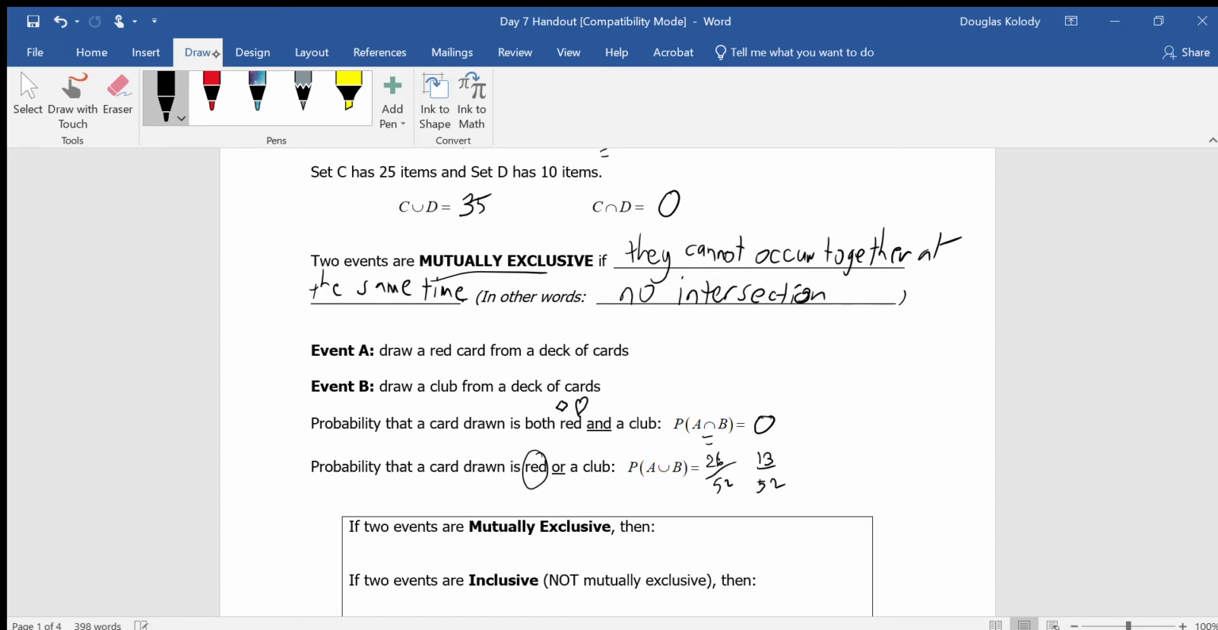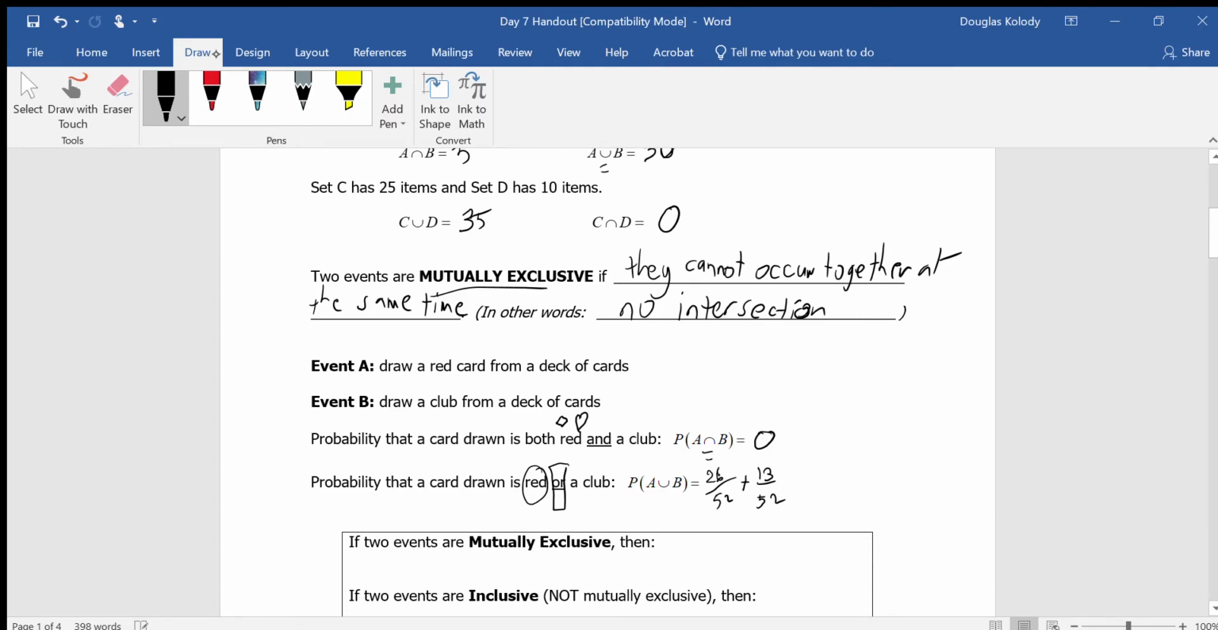And now comes the most important word of the day: or. If we have 26 red and we have 13 clubs and I'm closing my eyes and I could choose any one of them, I'm simply going to add up all these cards. The word or, when you're dealing with the probability of drawing one card or one event, is equal to addition. So 26 plus 13 is 39 out of 52, and that reduces to 3/4. Or means add.